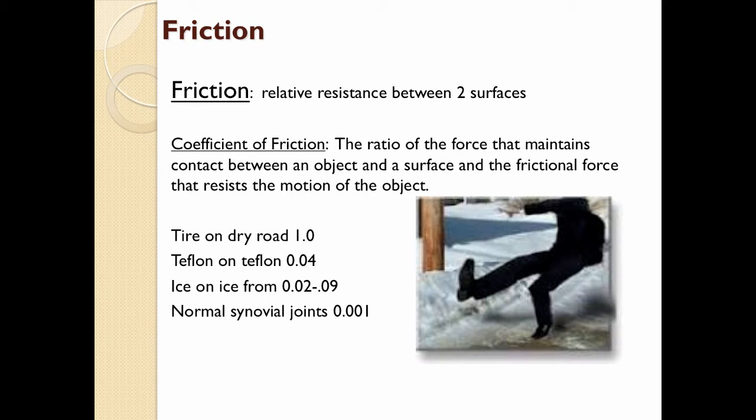Low friction produces low wear. So we know that if we drive our car long enough, the tire, because of the friction between the tire and the road, is going to wear over time, and eventually that tire is going to wear through. Same thing happens with our joints, but at a much slower rate because we have a lower coefficient of friction.